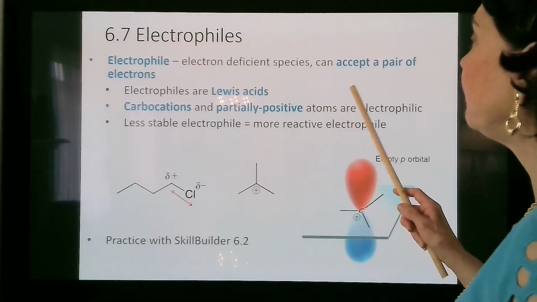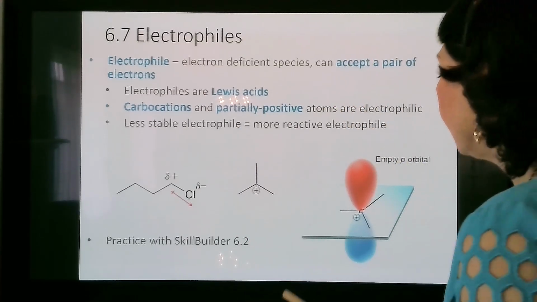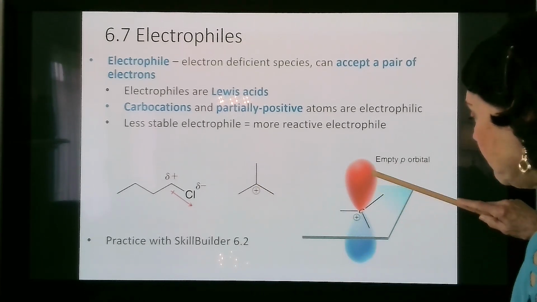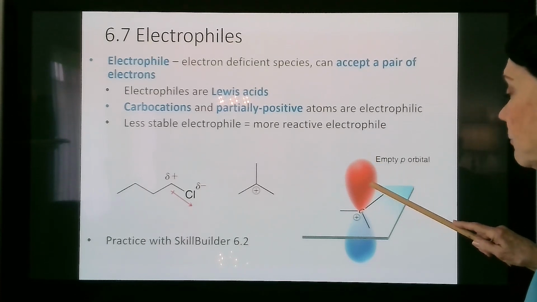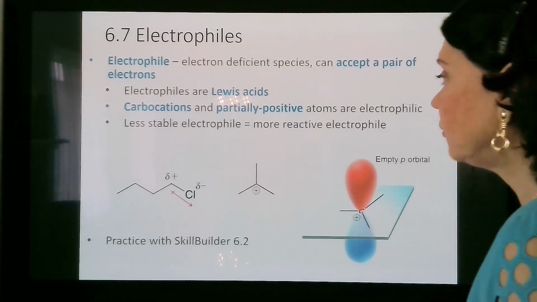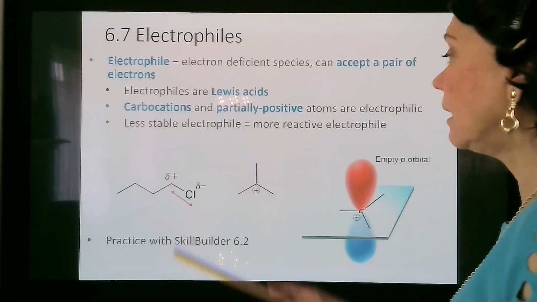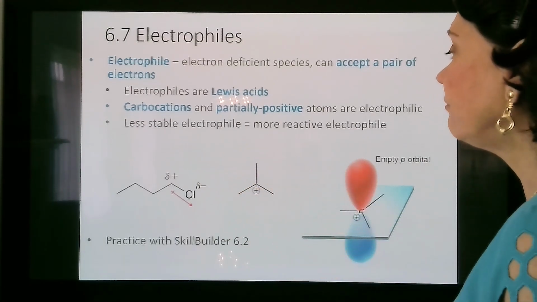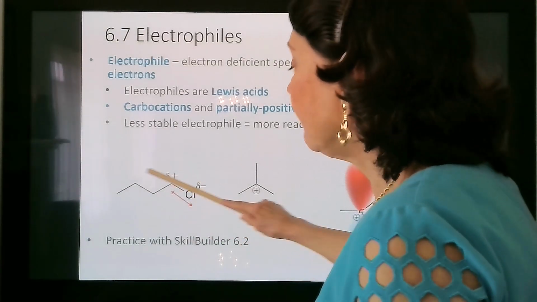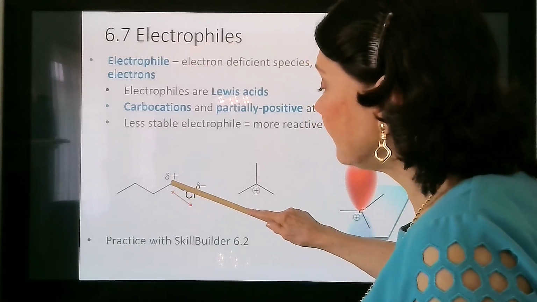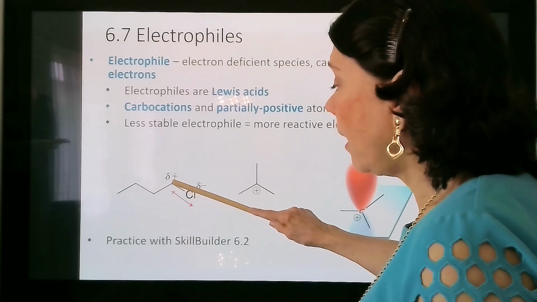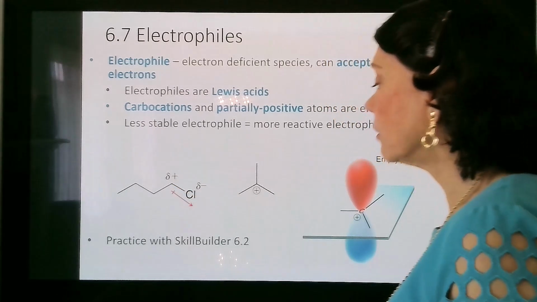So the electron-deficient species can accept a pair of electrons. So, for example, the carbocation can accept a pair of electrons into its empty p orbital. The way this is drawn, it doesn't look like it's empty. This should really be a dashed line because this orbital is empty. Once again, a less stable electrophile will be a more reactive electrophile. Now here, this is actually a neutral molecule, but this has a highly polarized bond so that the carbon has a partial positive charge and the chlorine has a partial negative charge.